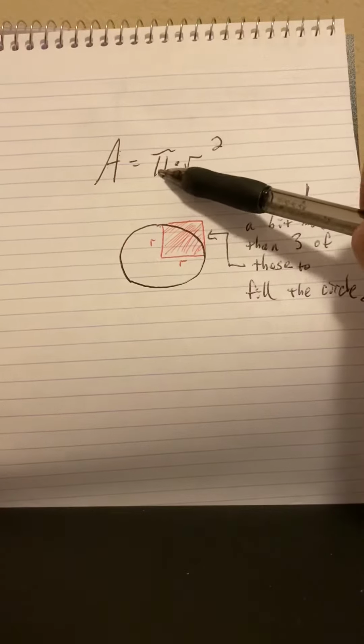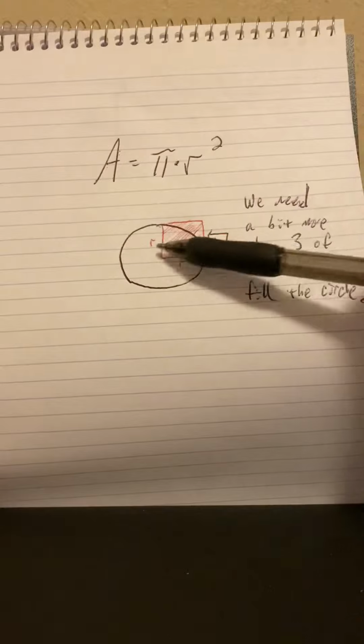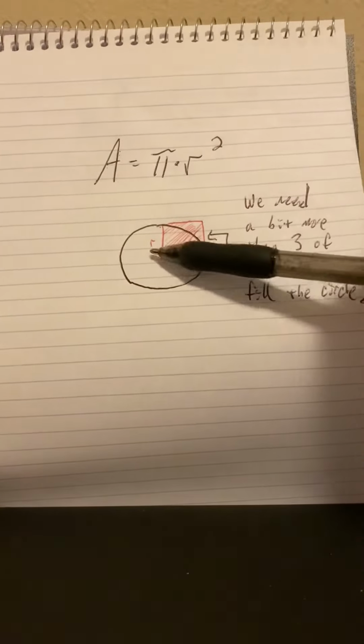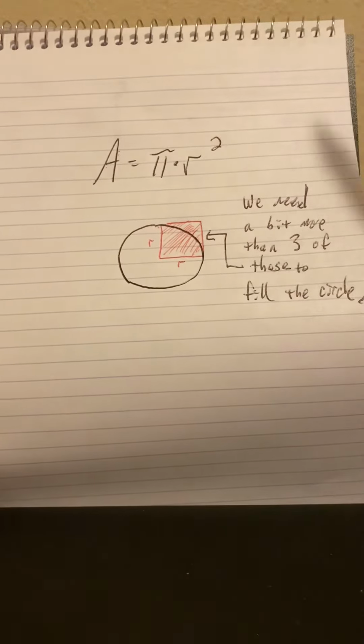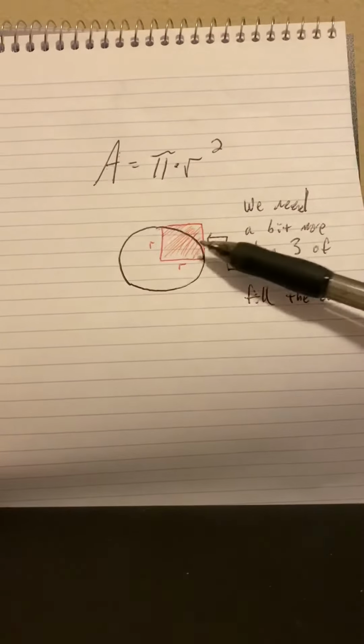It actually, since pi is a little bit bigger than 3, takes a little bit more than 3 of these squares to fill up that circle. Obviously, 4 would be too many, right? If I put 4 in, I'd be way too big. So it turns out you need about 3 of them. And that's how we like to visualize it in math.